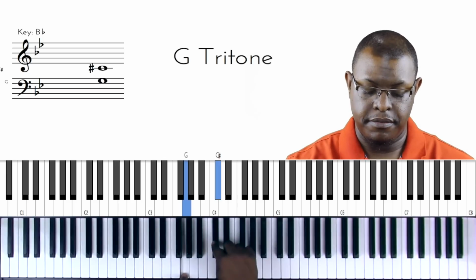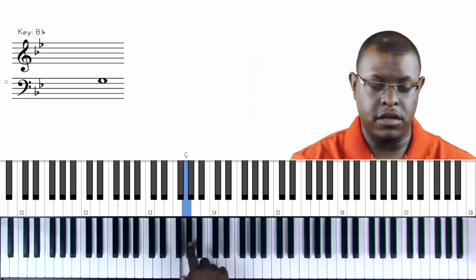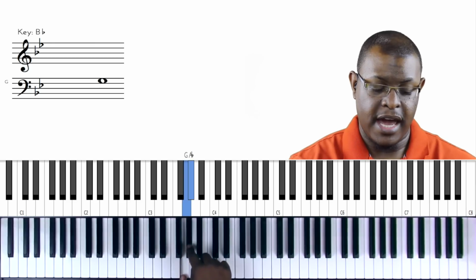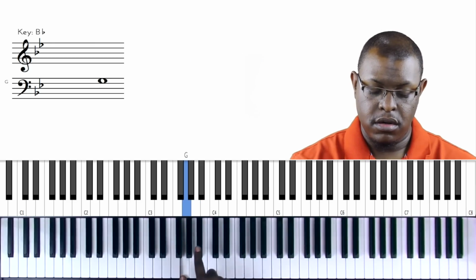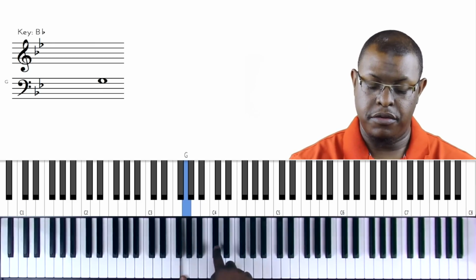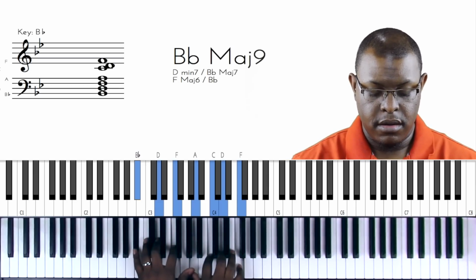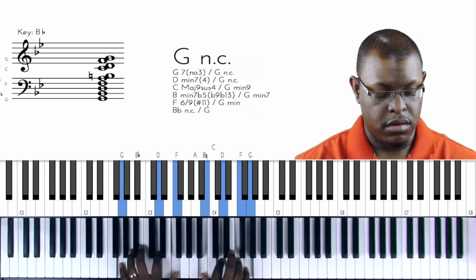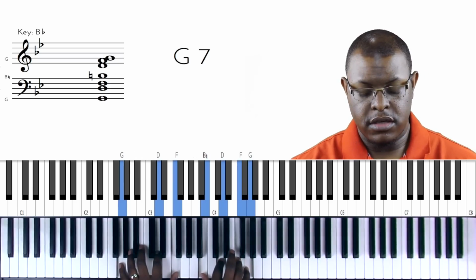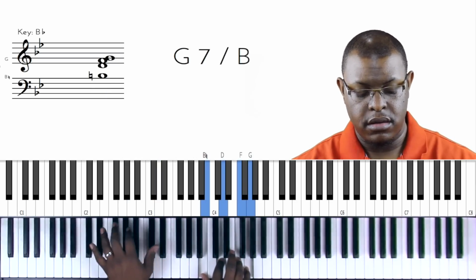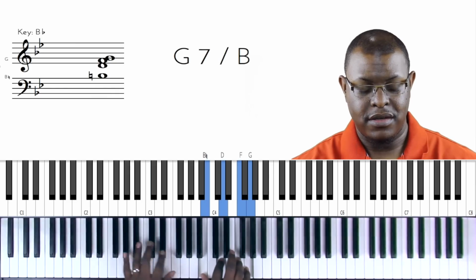So that's a tritone, a distance of 3 whole tones. 1, 2, 3. From here to here is a half step, so half plus another half is a whole. That's 2 wholes and 3 wholes, okay? So if I'm going here and I have my G7, instead of going to G7, I could go to D flat 7. So let's try that.